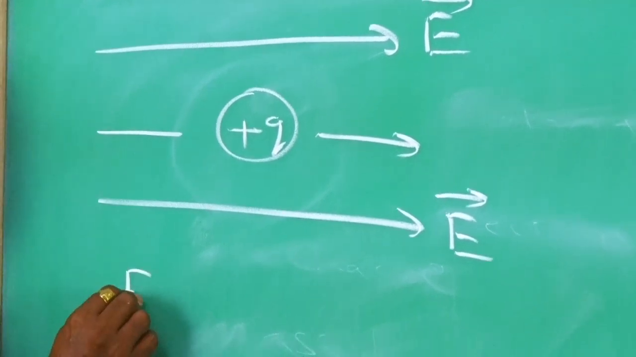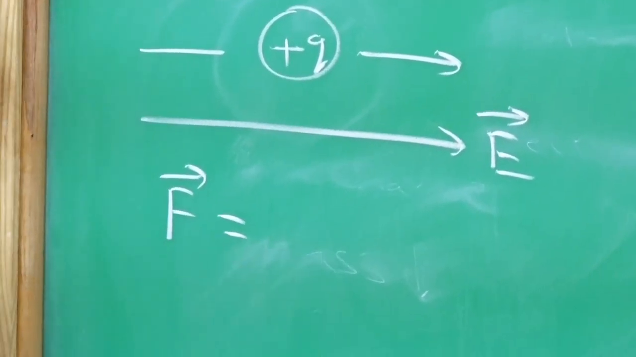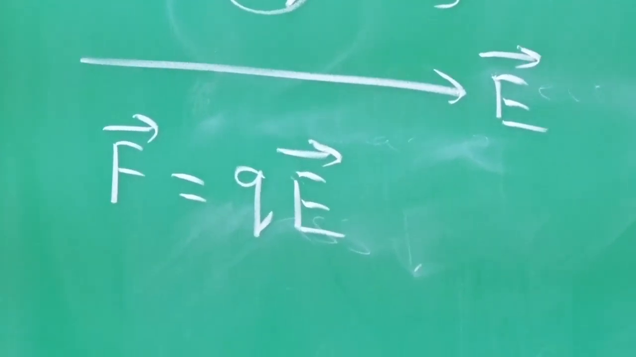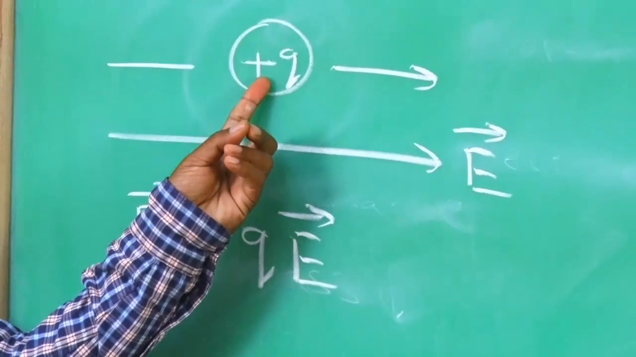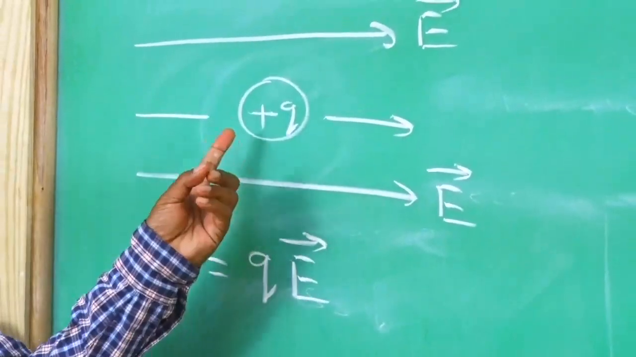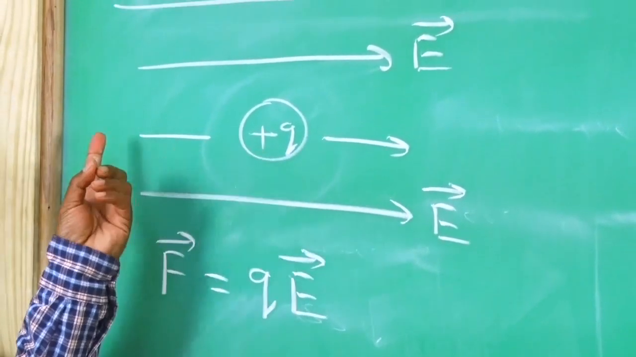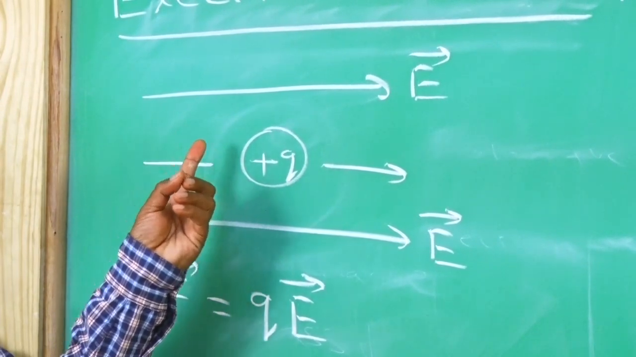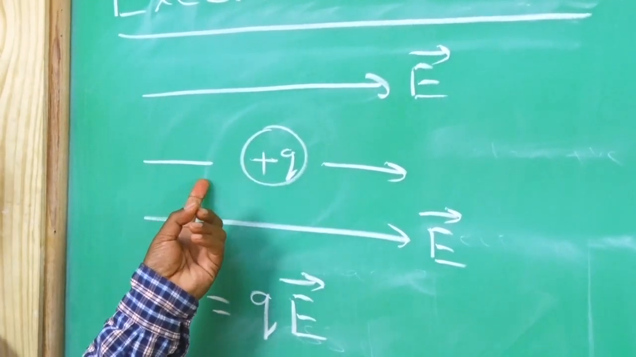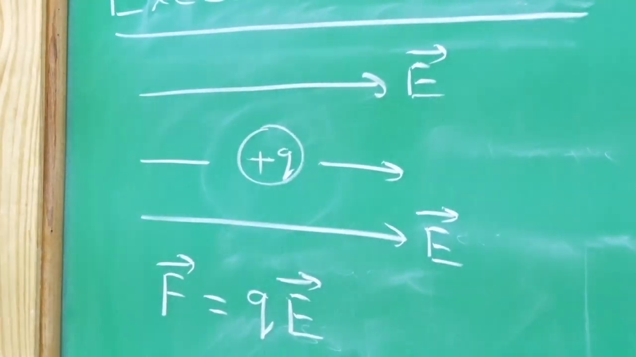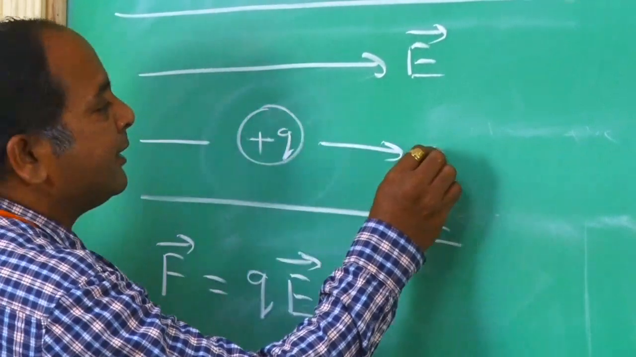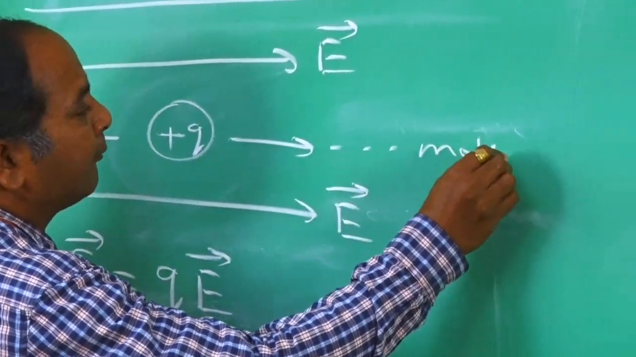That electrostatic force, from our previous chapter, is F bar equal to q times E bar. That means if the electric charge is kept in an electric field, and the charge is positive, then the electrostatic force acts on the charge in the same direction as the electric field. So here some force is acting, that means this charge comes into motion.